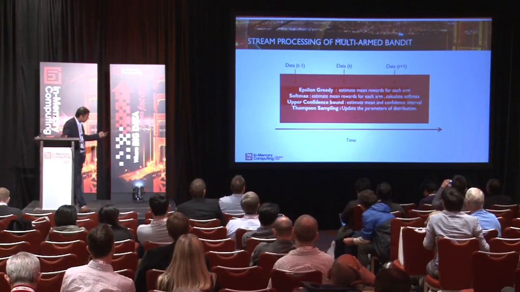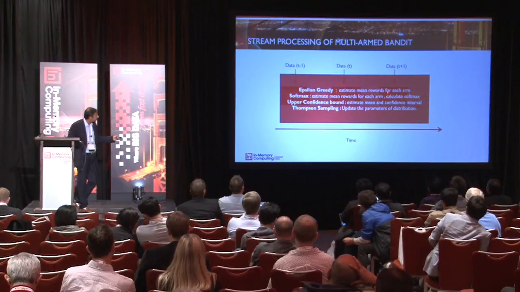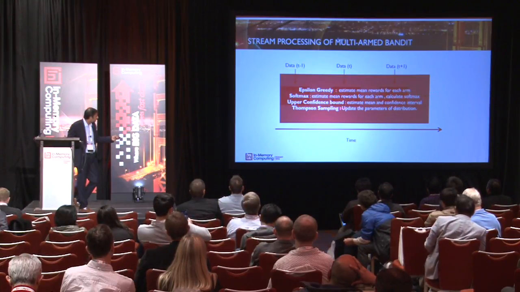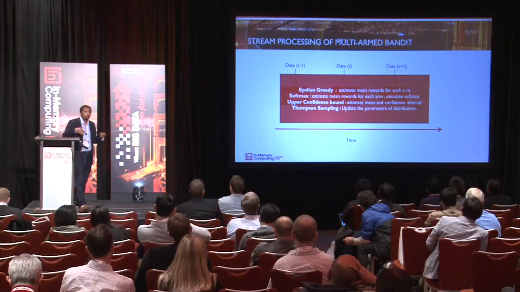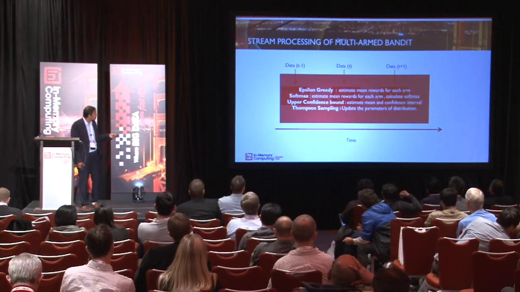So these are some of the things that we might want to look at. Epsilon Greedy is estimating the mean reward, and Softmax is also estimating that and also calculating the Softmax function which we saw. And the upper confidence bound is estimating the mean and the confidence, and the Thompson sampling approach is updating the parameters of the distribution every single time over a period of time.